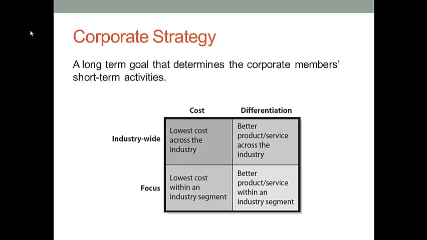Now I want you to use this matrix to answer a question. What should be Apple Computer's corporate strategy? Let me give everybody about a minute to think about your answers, and then I will share mine with you.